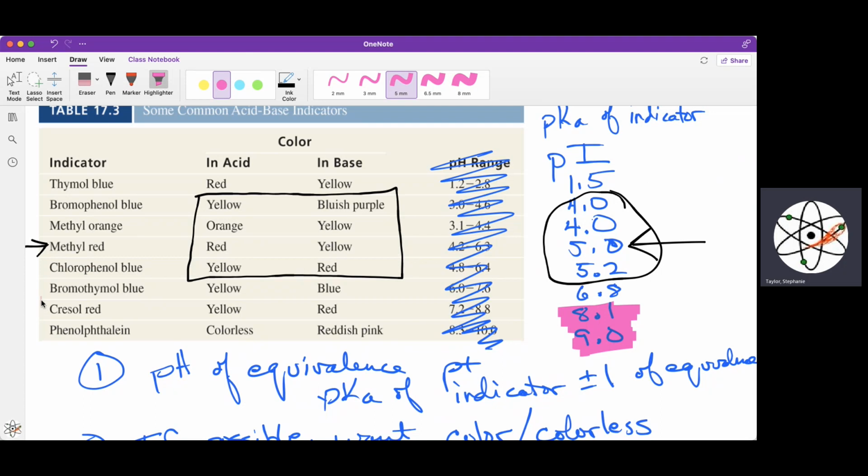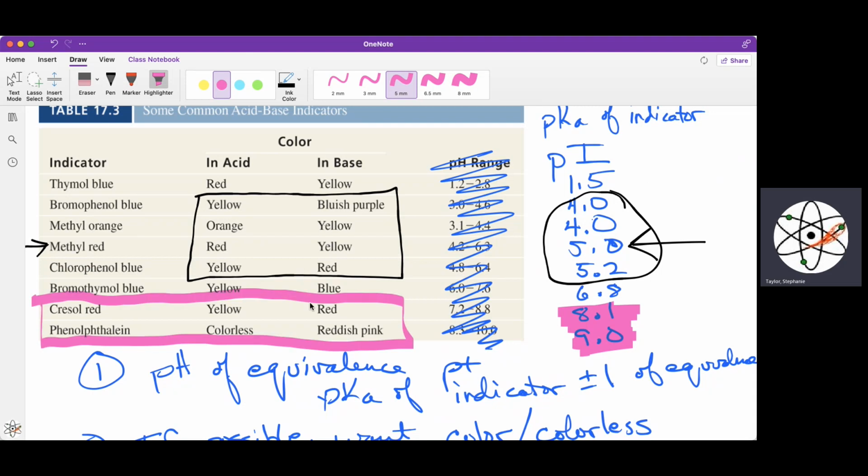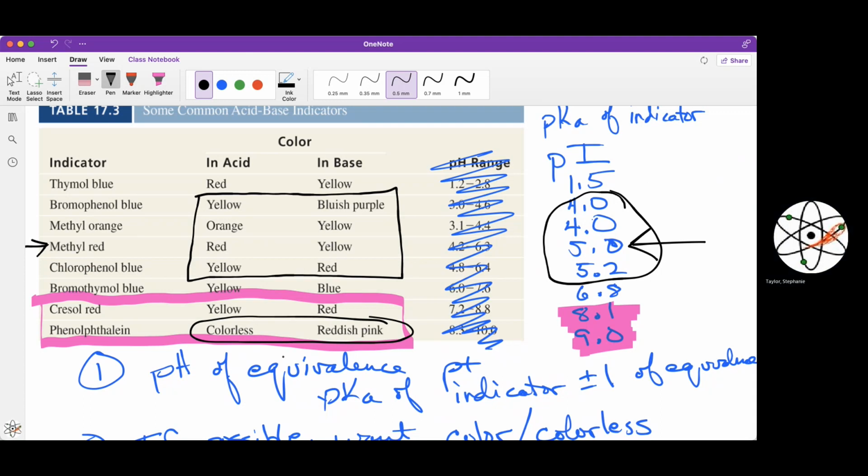But here's now where I want to go ahead and look at my options. My options have either a yellow to red transition or a colorless to reddish pink. This colorless to reddish pink is going to be much easier to actually see. So even though the cresol red is a little closer to the range I'm looking for, this phenolphthalein is going to be much easier to use. And therefore, my human accuracy, the fact that I am going to look at it with my eyeball, is going to be more accurate with the phenolphthalein.